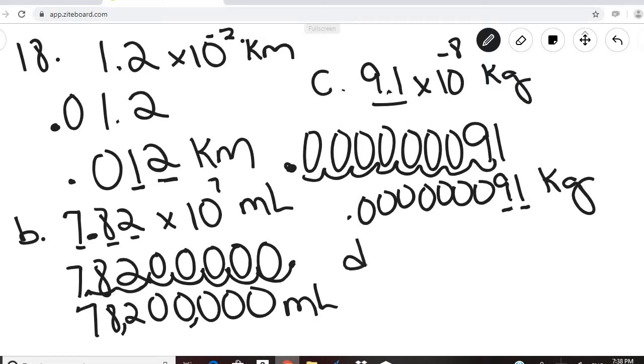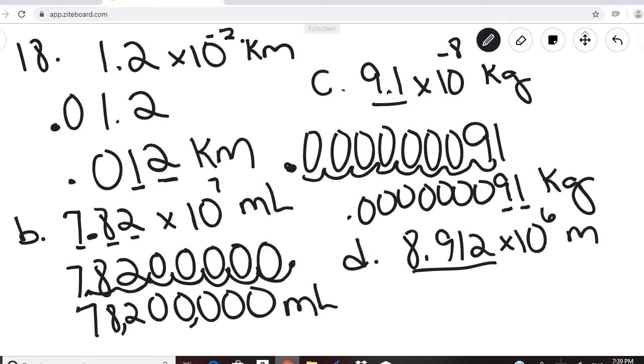Okay, then lastly, D is 8.912 times 10 to the 6 meters. Okay, so this number has 4 significant figures in it, so we can have 4 significant figures. We're going to move the decimal place 6 places to the right.